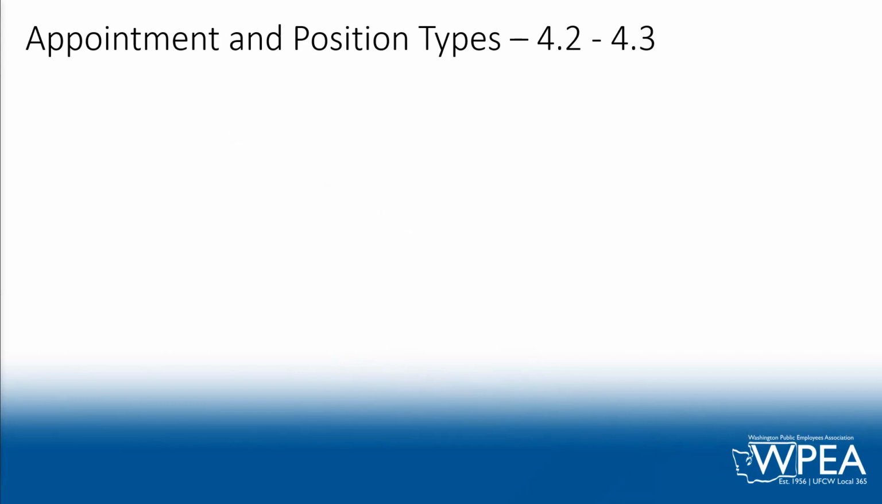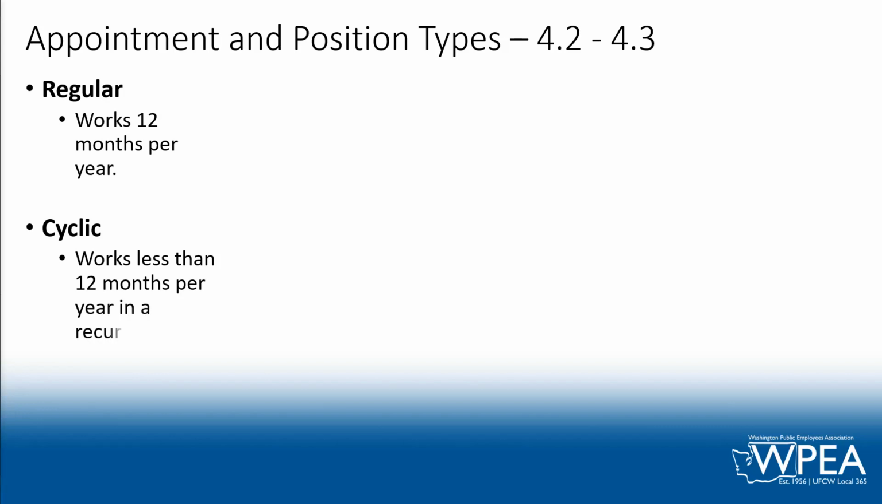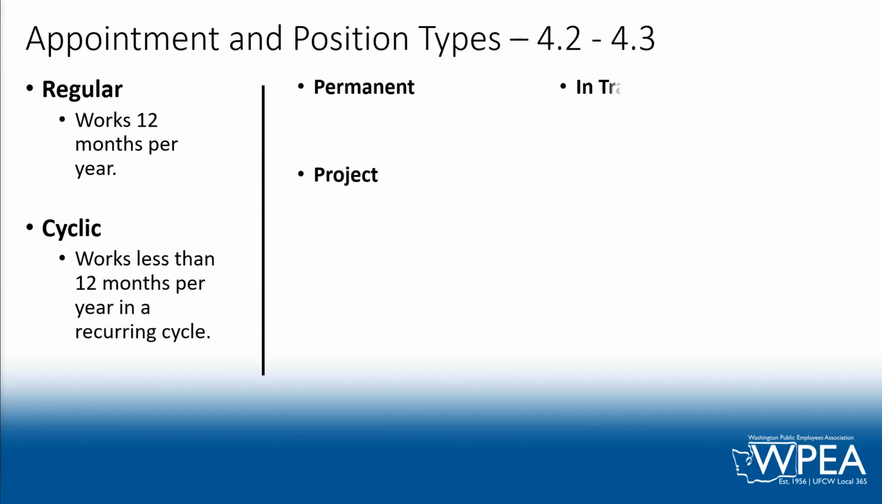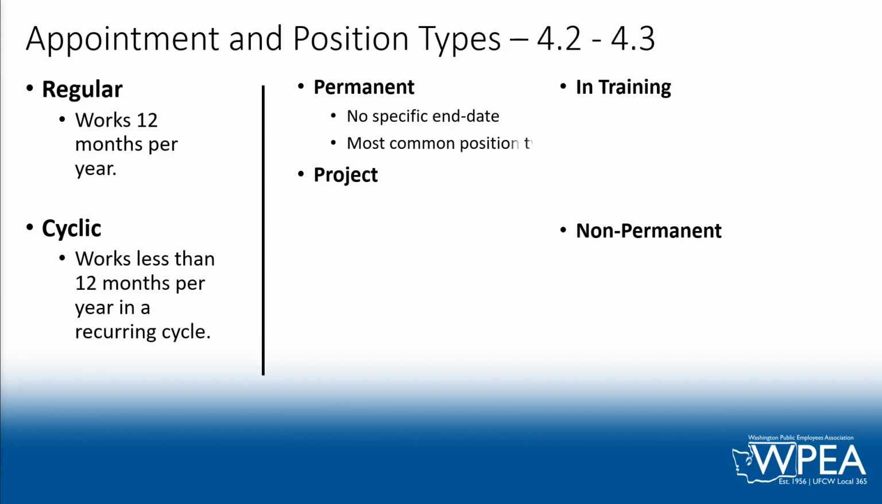Employees are appointed as either regular or cyclic, and their position is designated as one of 4 position types. Now, most positions are permanent positions. However, it is important to understand the other types, since a lot of permanent employees may be offered one of these other position types throughout their employment. When a permanent employee accepts one of these other position types, then they still retain their reversion rights to their previous position, meaning they can always return to that original permanent position that they're entitled to.